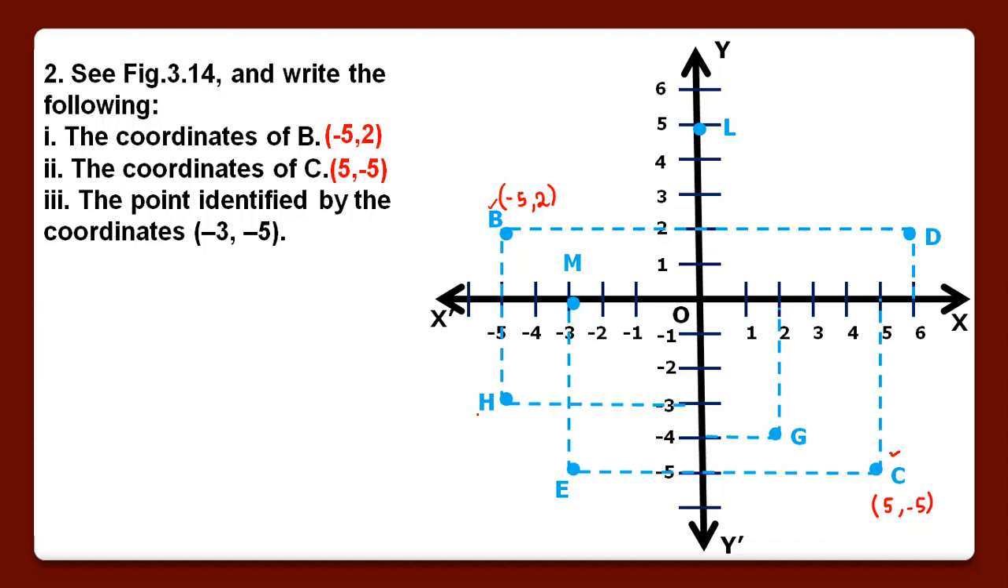The point identified by the coordinates -3, -5. It will lie in third quadrant. Third quadrant में -3 is here for x-axis and -5 is here. They both meet at point E. So E is the answer.